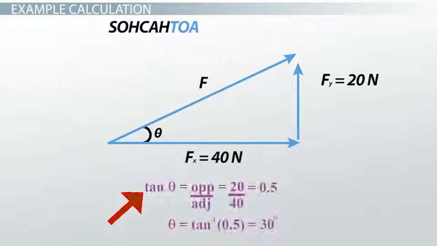That tells us that the tangent of the angle is equal to the opposite side divided by the adjacent side. So tan theta is equal to 20 divided by 40. We want to figure out the angle, so take the inverse tangent of both sides and we get 30 degrees. So the direction of our force is 30 degrees above the horizontal. And that's it, we have our direction.